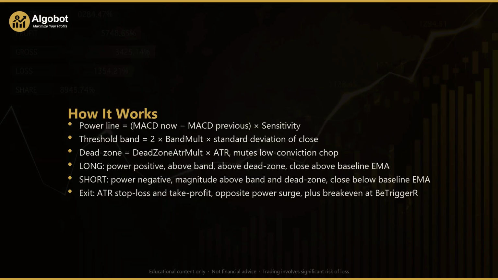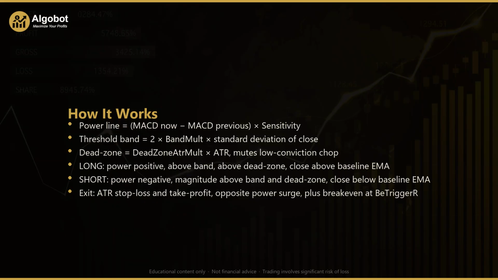On each newly closed bar, the strategy first calculates the MACD line for the current bar and for the previous bar. It subtracts one from the other to get the change, then multiplies that difference by the sensitivity input, which defaults to 150. That gives us the power line. A positive value means building bullish power, and a negative value means building bearish power.